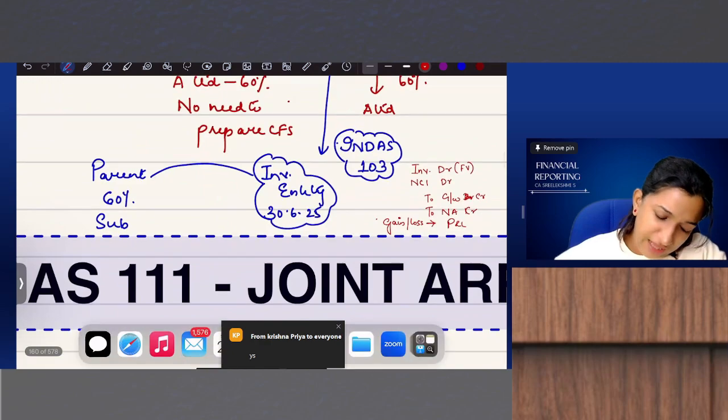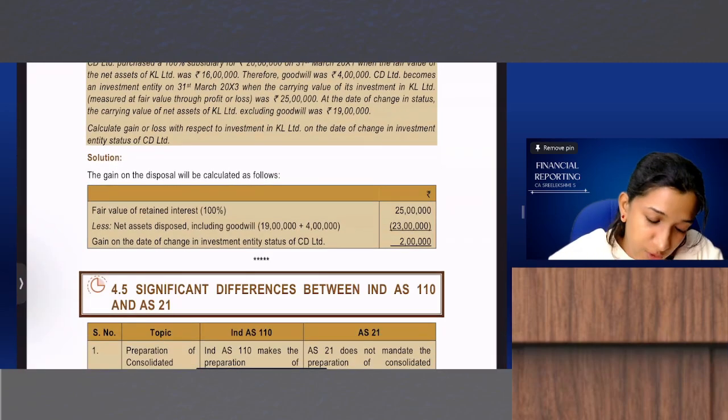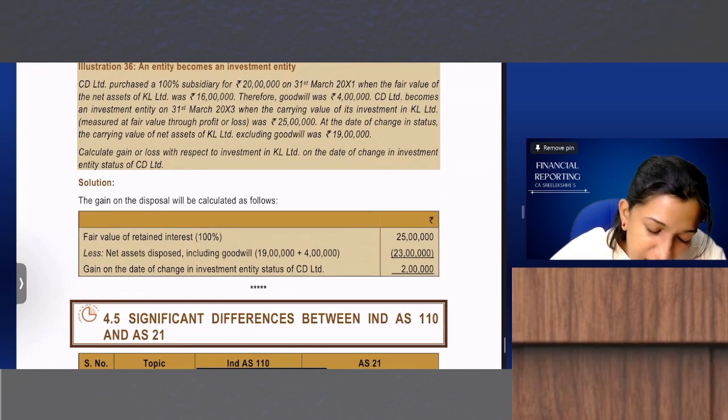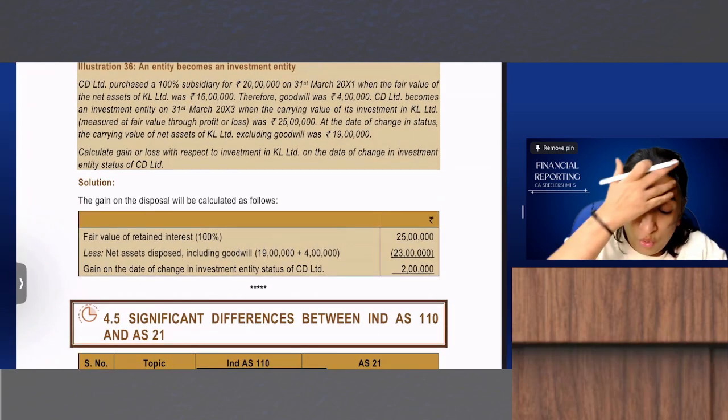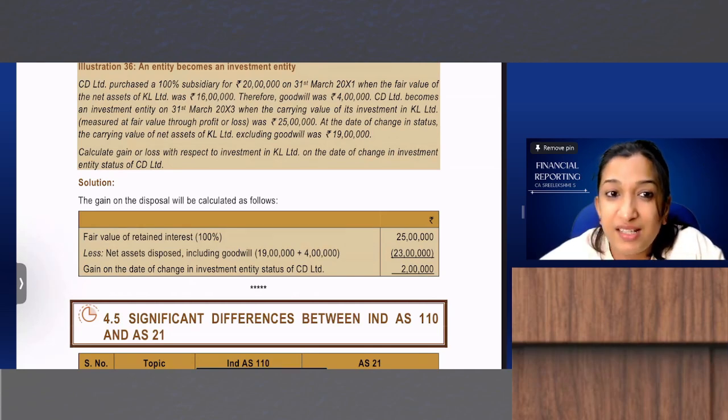So for that one also there is an example. I think you're all following the last question. CD purchased 100% subsidiary for 20 lakhs, when the fair value of net assets is 16 lakhs. So 20 lakhs is the PC you have given. Net assets is 16 lakhs. Therefore, goodwill is 4 lakhs.